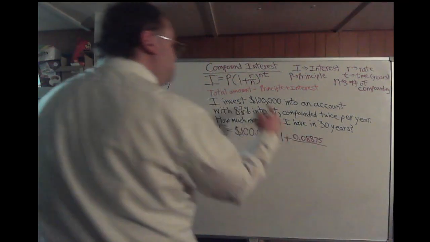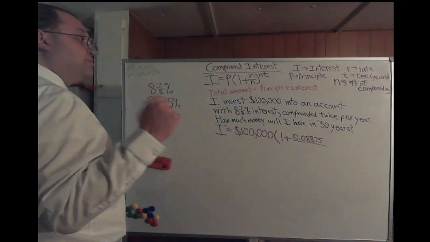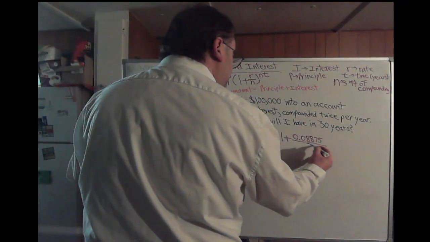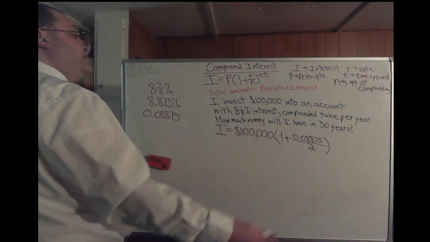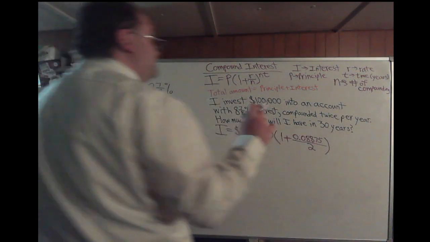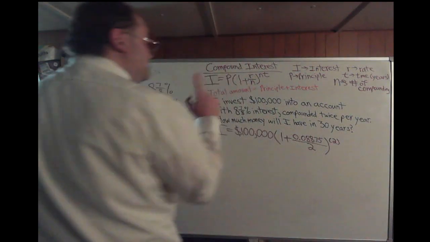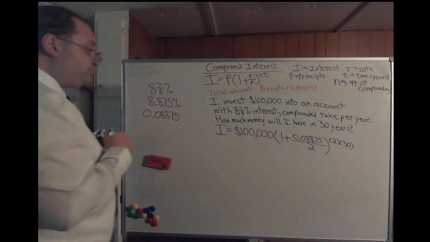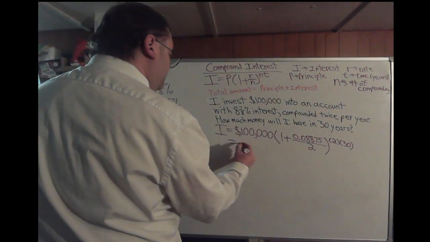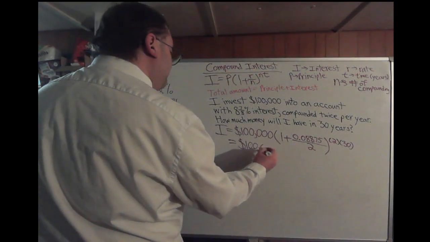So it's 1 plus that rate, which we converted to a decimal, over n, the number of compoundings per year. Well, that'd be 2 compoundings a year. Then we have that raised to the nt power. The n is the number of compoundings per year, which is 2, times the time, t, which is 30 years. Now we're going to go ahead and simplify this. So we'll have 100,000, right?